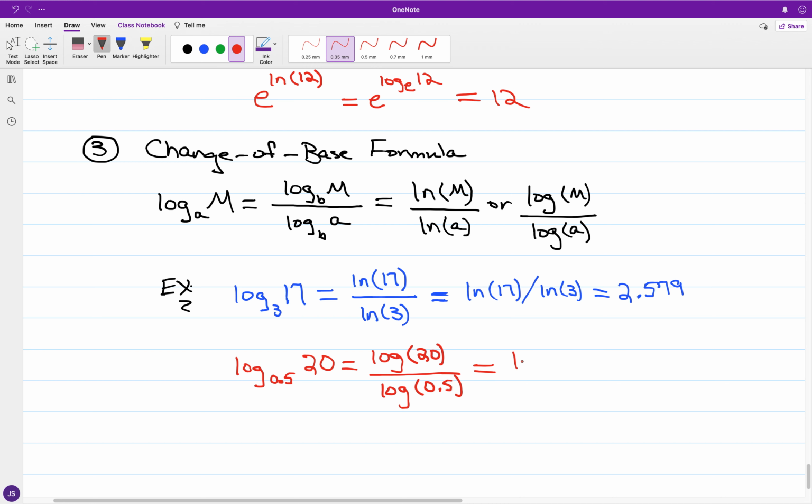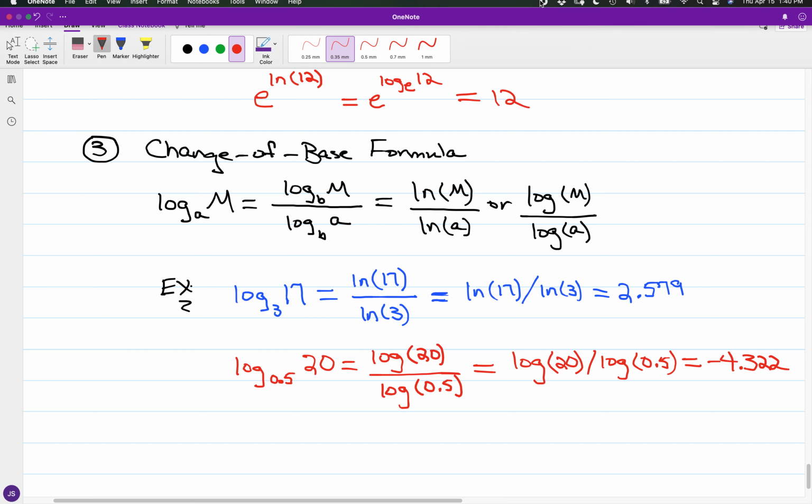Okay, just for the notation, we have log of 20 all over log of 0.5, and for this output, this is going to be a negative number. To the nearest 3 decimal places, this will be about minus 4.322. So with these properties, we are dealing with single terms.